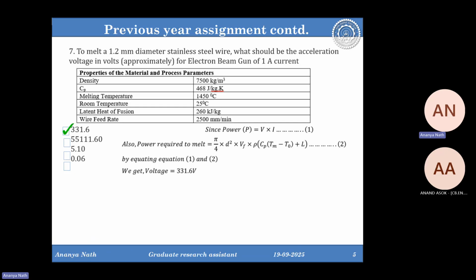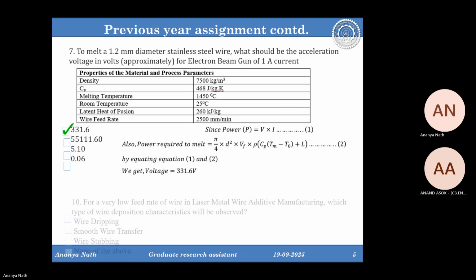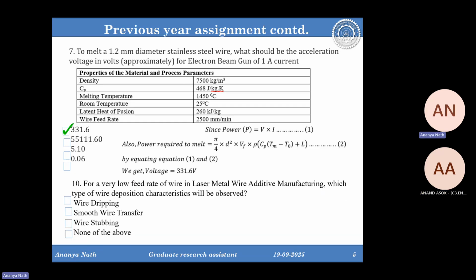That is 331.6 volts. You can note down this formula and later on use it for other sums or for practice. And for current, what will we put in equation 1? The electron gun current, 1 ampere, is written here. Okay. Next, you can write down the formula first.